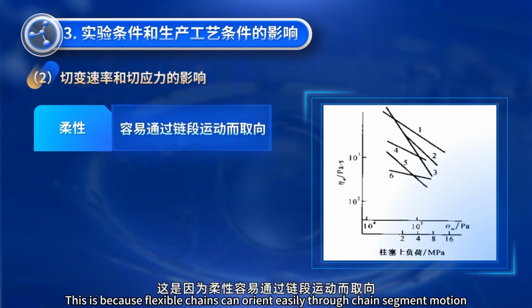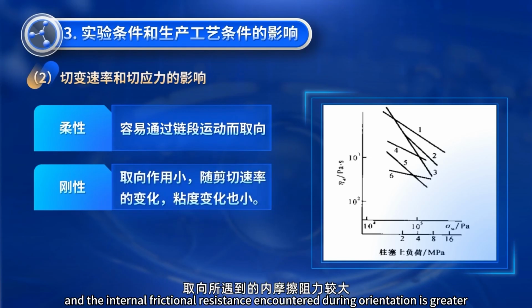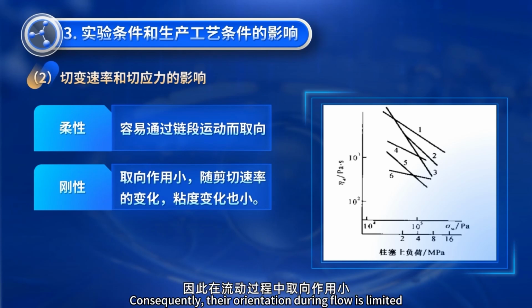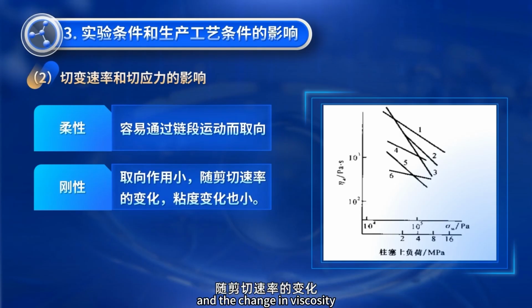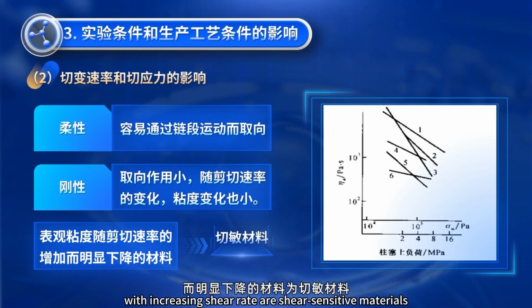This is because flexible chains can orient easily through chain segment motion, whereas rigid polymer chains have longer chain segments, and the internal frictional resistance encountered during orientation is greater. Consequently, their orientation during flow is limited, and the change in viscosity with shear rate is also small. Materials whose apparent viscosity decreases significantly with increasing shear rate are shear-sensitive materials.